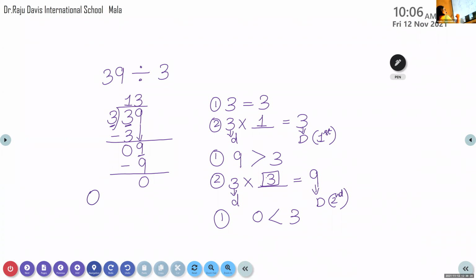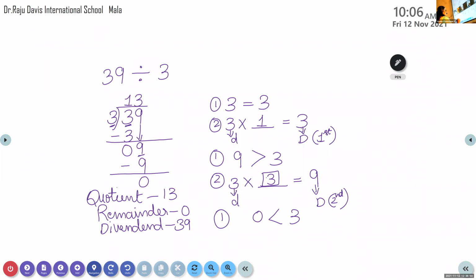Now you have to write the details over here. Quotient is 13, a 2-digit quotient. Then remainder is 0. Then dividend is 39. Then divisor is 3.